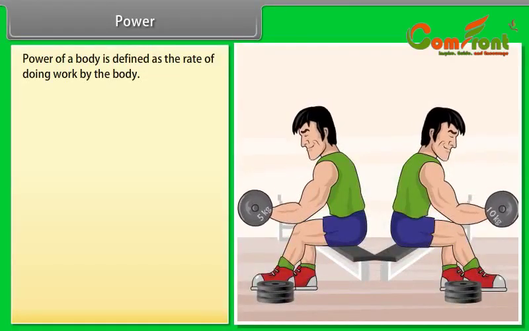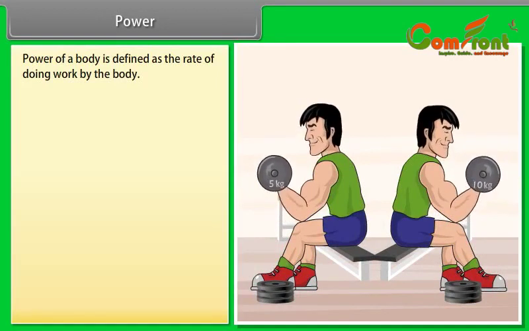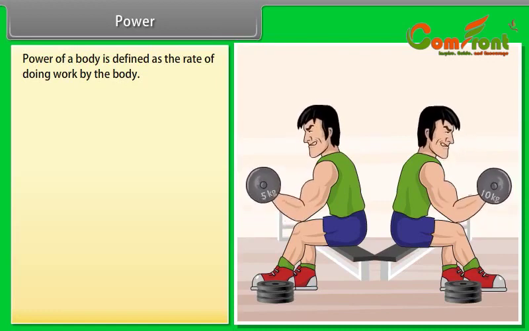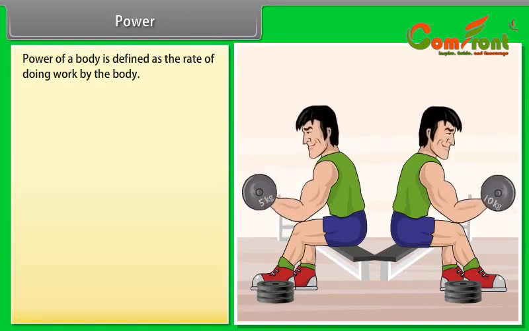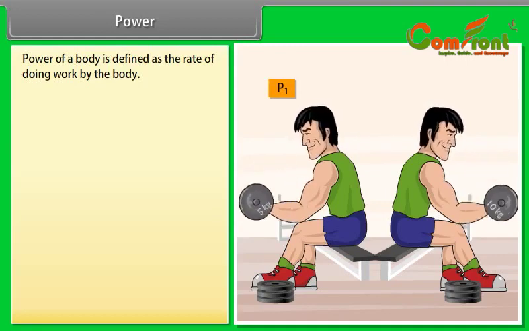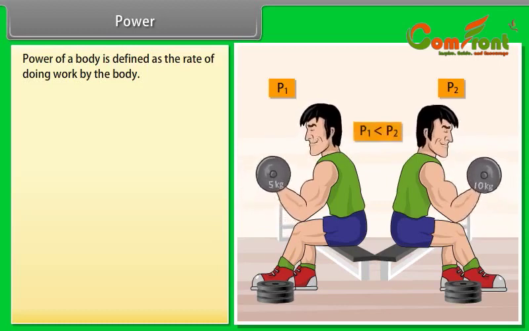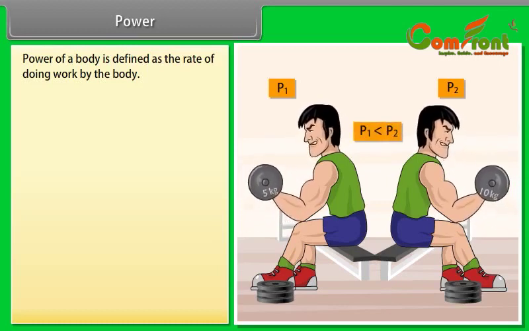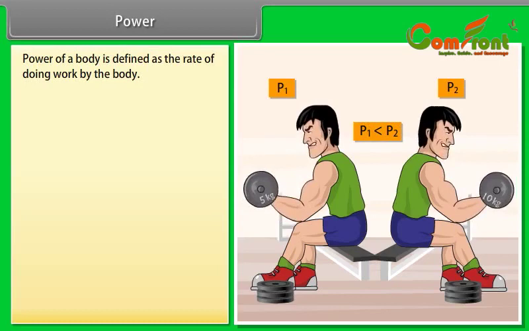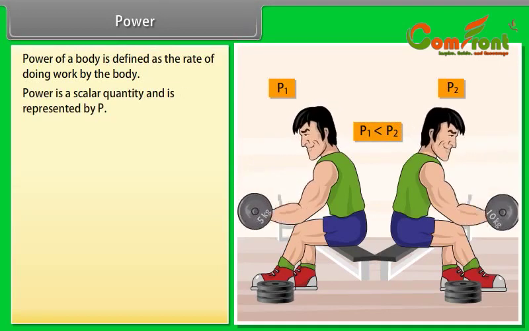Power. Power of a body is defined as the rate of doing work by the body. Let us take an example. A boy doing exercise by using a dumbbell. When he used the dumbbell of 5 kg, then he applied power P1. And when he used the dumbbell of 10 kg, then he applied power P2. Hence, the power rating is high when he used the dumbbell of 10 kg as compared to the dumbbell of 5 kg. Power is a scalar quantity and is represented by P.